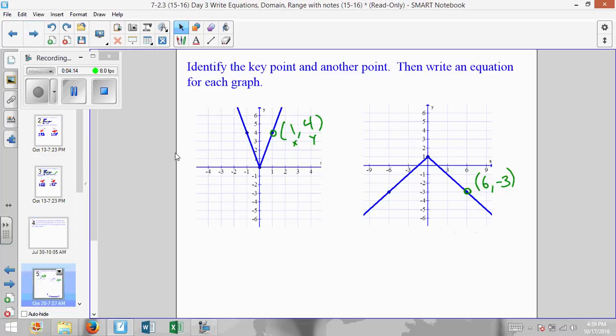So there's two graphs here. Let's look at this one first. So it says identify the key point and another point. That's already done. We have the origin here, and then I found another one here at (1, 4). So hopefully it's obvious what those points are, so you don't have to just make one up.